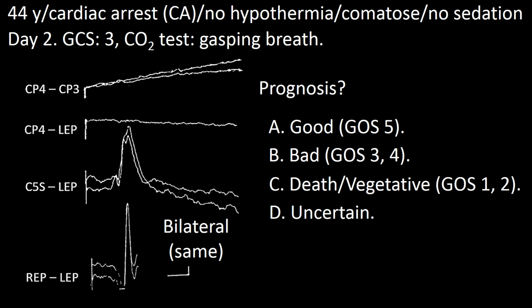Next question. Please take a look at this frame and try to determine the correct answer. This frame has a somatosensory evoked potential performed on the right median nerve. The patient had a cardiac arrest. There was no hypothermia. It was still comatose on day 2. Glasgow Coma Scale was 3. CO2 testing revealed some gasping breath. The possible answers are regarding prognosis: A, good, GOS 5, B, bad, GOS 3 or 4, C, death or vegetative state, GOS 1 or 2, D, uncertain.